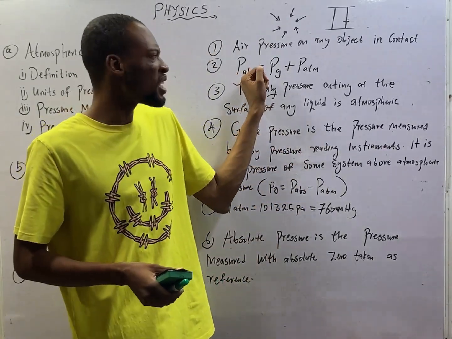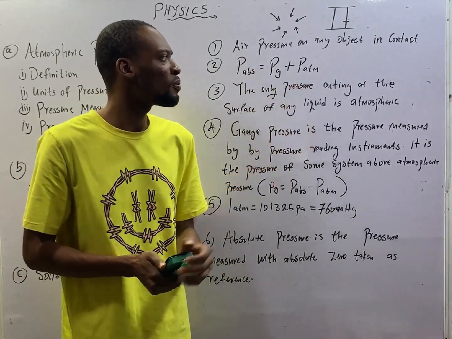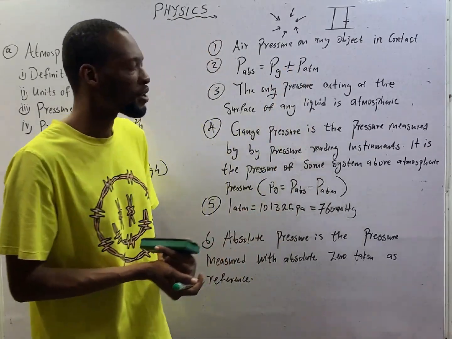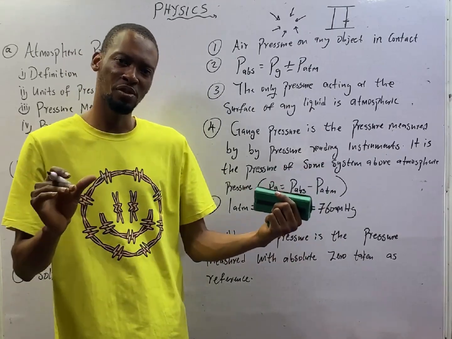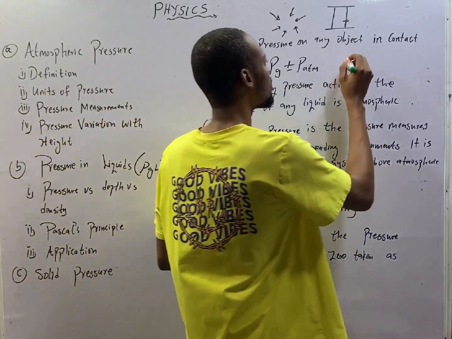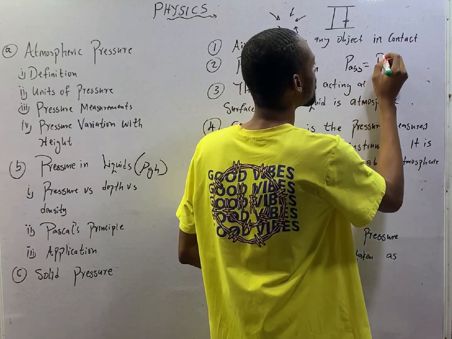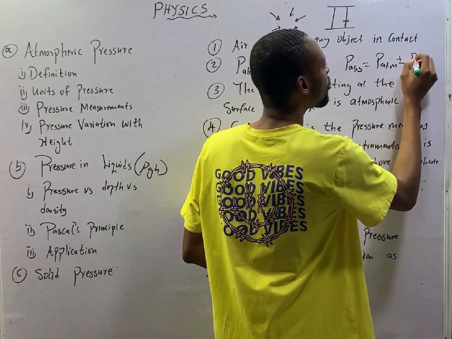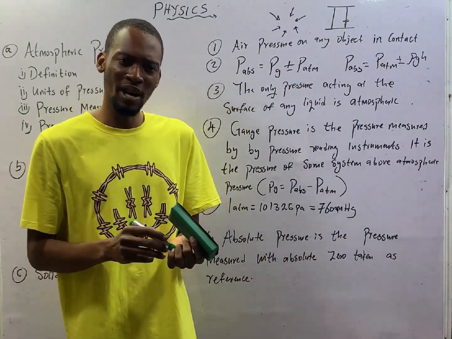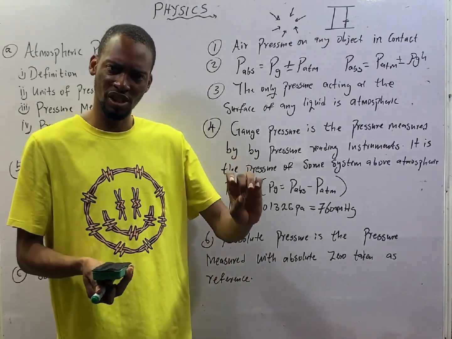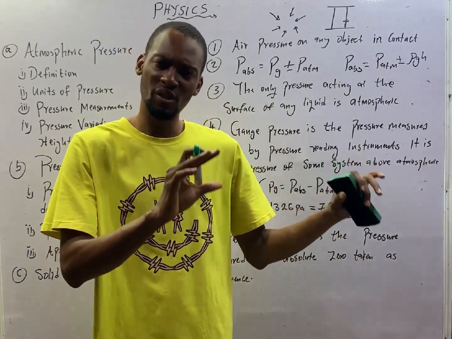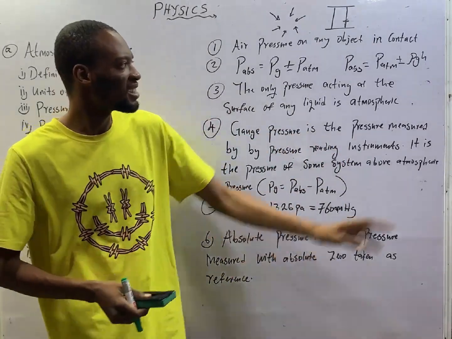Now, absolute pressure equals gauge pressure plus atmospheric pressure, or we say plus or minus atmospheric pressure. What is absolute pressure and what is gauge pressure, or what is atmospheric pressure? Before then, P, absolute pressure, can equal atmospheric pressure plus or minus rho gh, which is the gauge pressure. Gauge pressure is the pressure measured or detected by pressure measuring instruments. If you have instruments for measuring pressure, barometer and other instruments, which shall be explained very soon, the pressure that they detect is the gauge pressure.